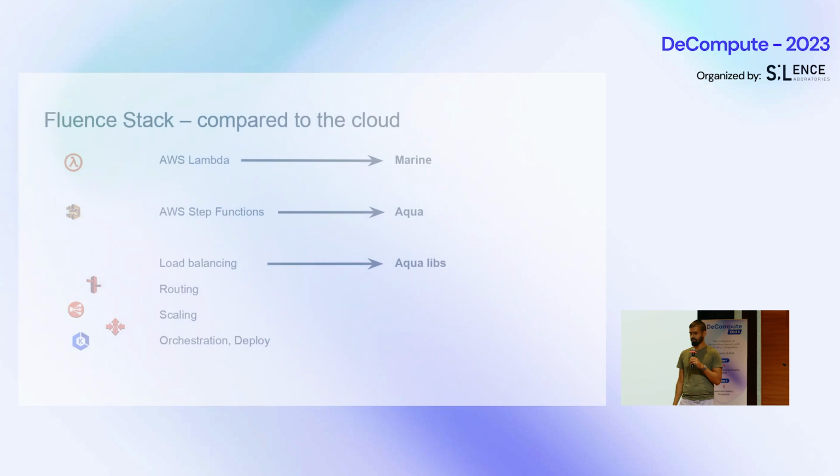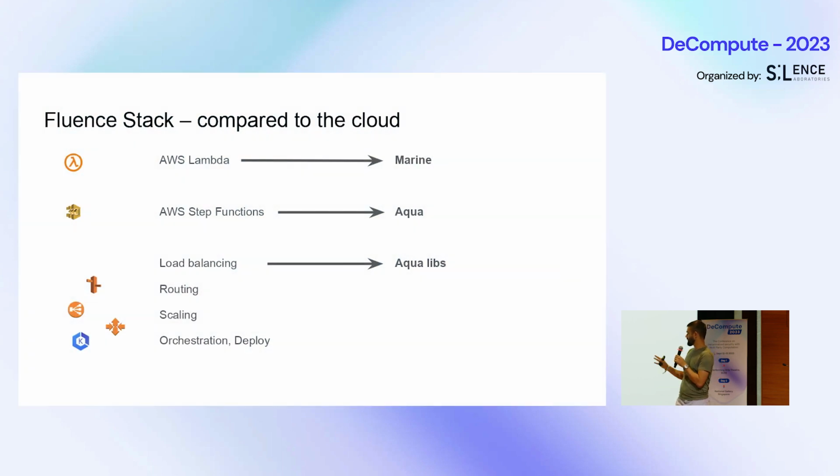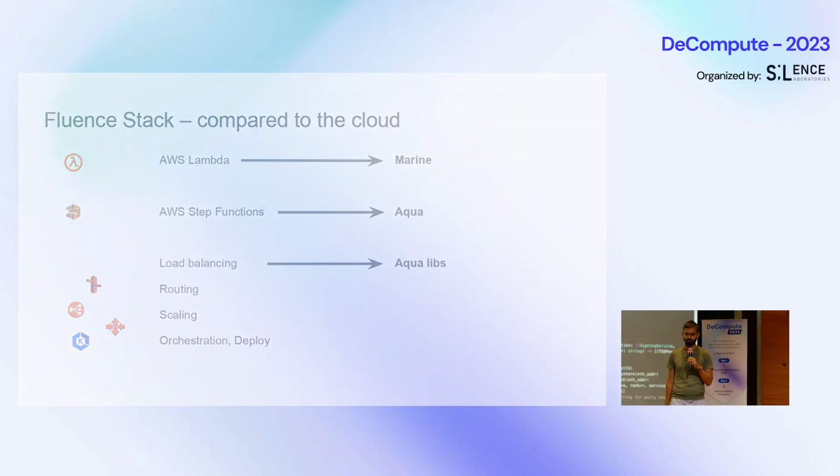So we can have this Fluence stack comparison with the cloud. It's very, very rough. So for AWS Lambda, for local compute jobs, we have Marine. For step functions and distributed flows, we have Aqua. And for the emergent behaviors like load balancing, routing, scaling, orchestration, deploy, we have Aqua libraries. So all these behaviors are not part of the protocol. They are scriptable, pluggable. They don't require recompiling or redeploying the network to be updated. So it's a very open infrastructure.